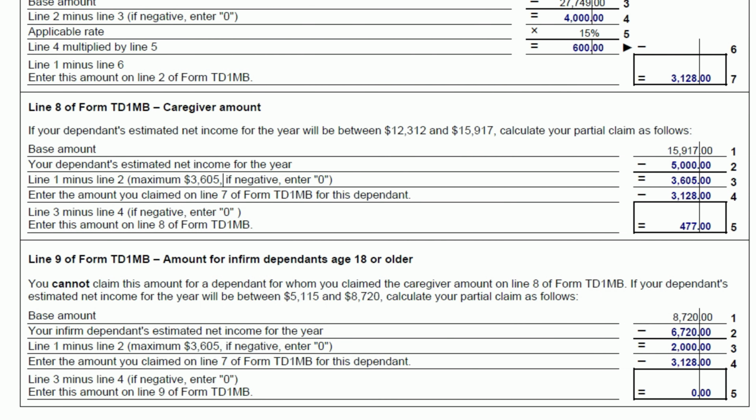Then you will look at line 7 in the TD1 MB sheet, and whatever that amount is, you will enter it. For example, I have entered 3128 and you will subtract both of them. Whatever amount you get, 477 in my example, this is what you will enter here.